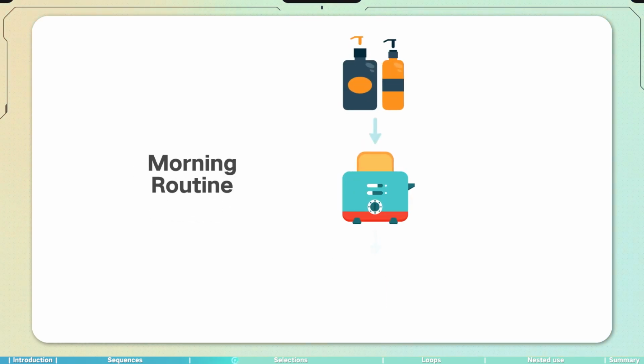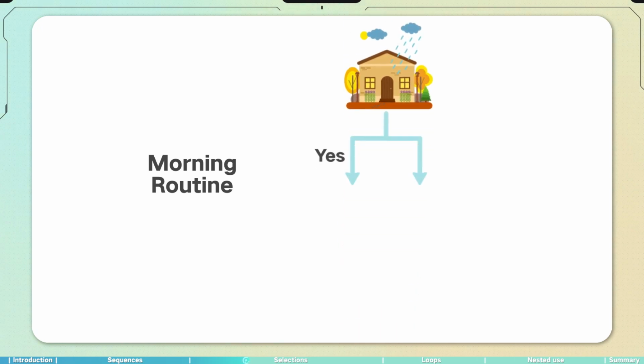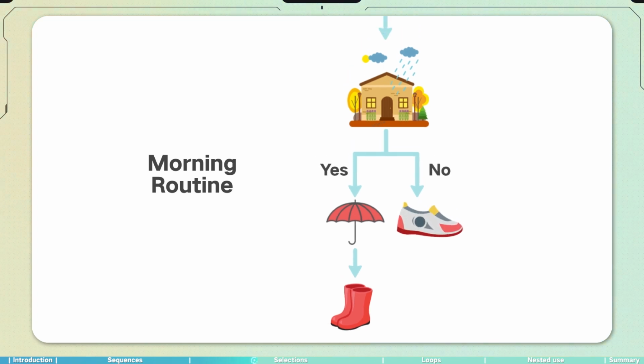In the example of morning routine, after we finish washing and eating breakfast, we check the weather before going to work. If it is rainy outside, we bring an umbrella and wear rain boots. Otherwise, we wear regular shoes.